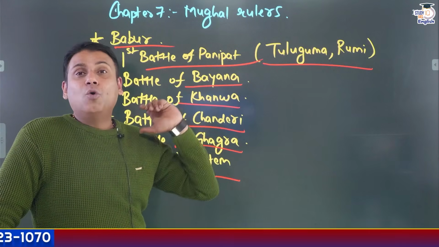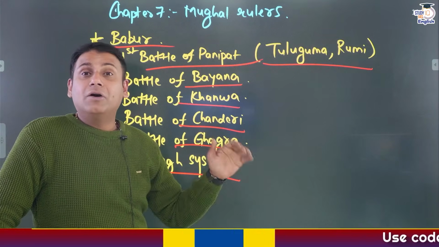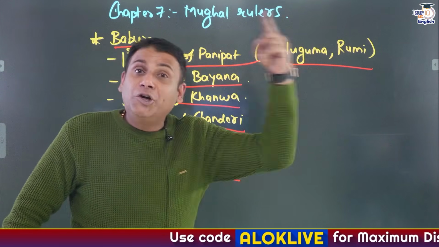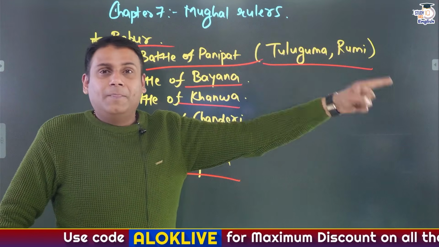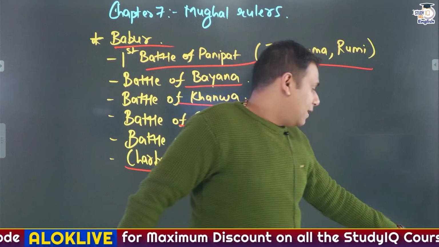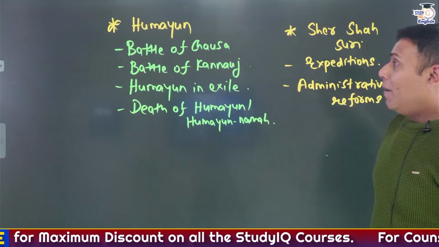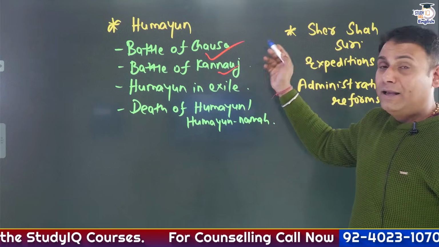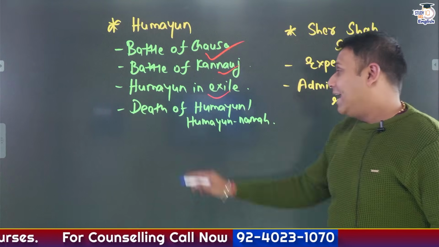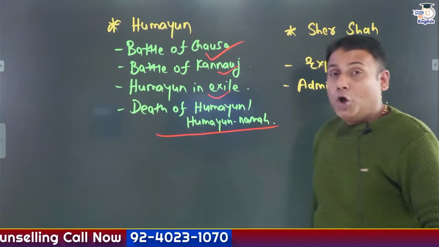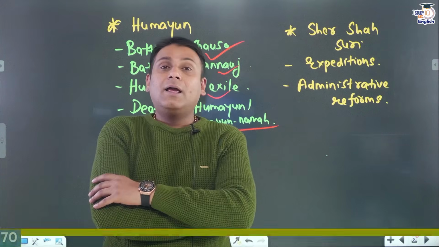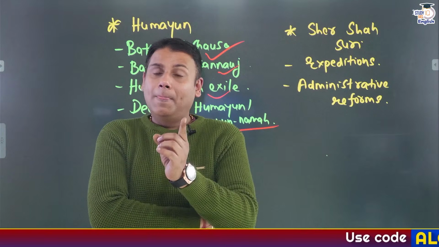Babur had written his own biography, Tuzuk-e-Babri, in the Turkish language. So there could be a probable question: who translated that into the Persian language? Clear? Then Humayun: study about the Battle of Chausa, Battle of Kannauj or Battle of Bilgram, Humayun in exile and the death of Humayun, and Humayunnama. Who has written Humayunnama? Humayunnama was written by Humayun's sister Gulbadan Begum.